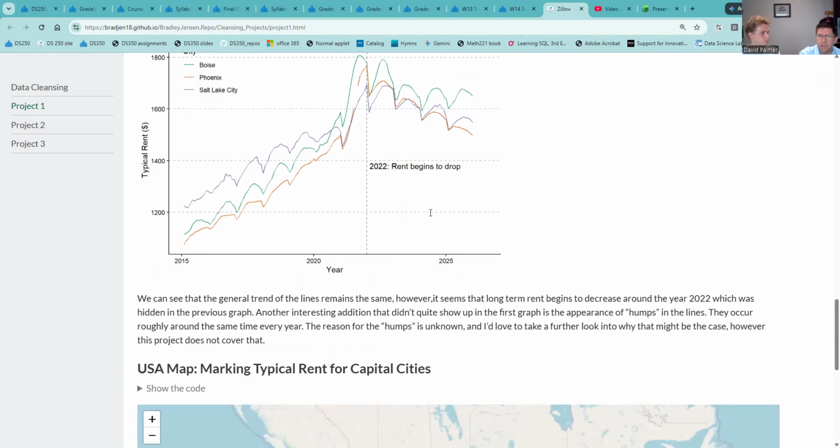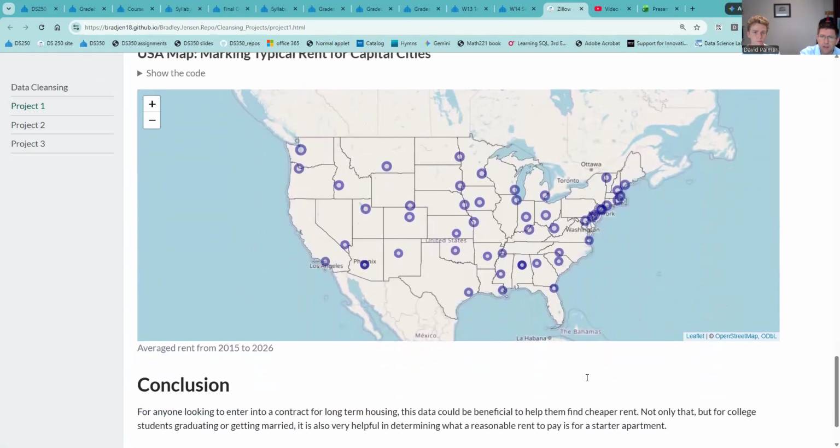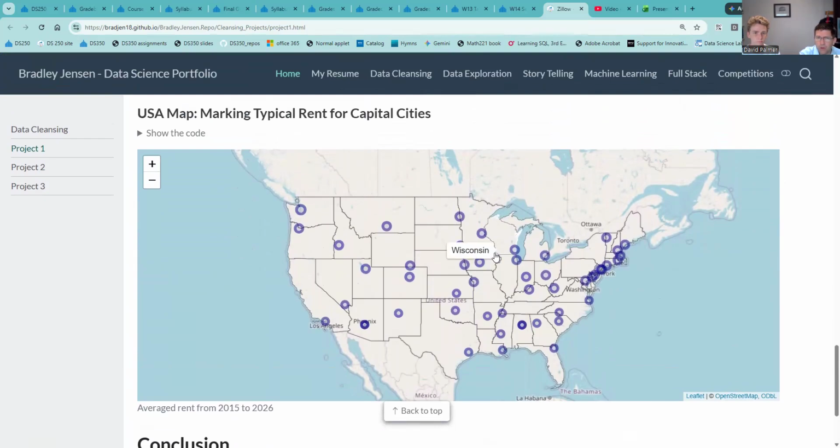Yeah, great ideas. Thank you for sharing. If you want to talk through this at all. Yeah, this was a simple graph that I threw together. I pinpointed all the capital cities and then I just showed the typical rent. I averaged all the rent for the cities within that state to show like in this area, this is the typical rent. All right.